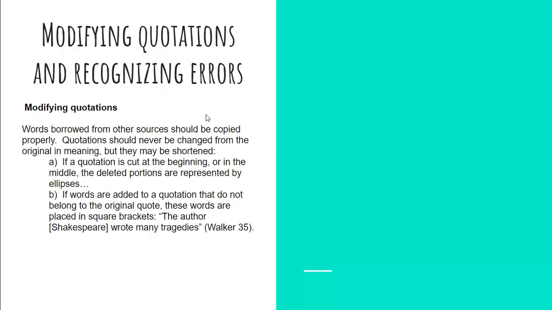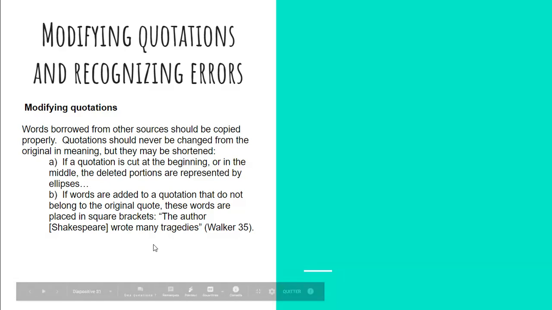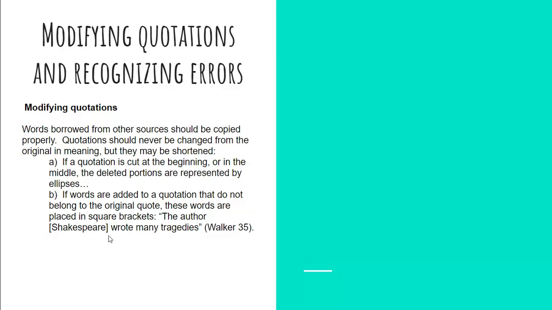You can modify and recognize errors in the citation, and you can even take out parts of a quotation if you want. So if the quotation is too long and not all of it applies to what you want to say, you can take out the section that you don't want to use and replace it with the ellipses, the 3 dots. If you want to add a word, for example, the author wrote many tragedies, I want to add the author's last name, I will put the author's last name in square brackets. That tells my reader that I have added to this quotation. And then I will do my final in-text citation.